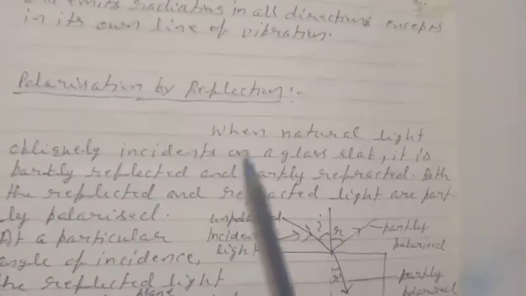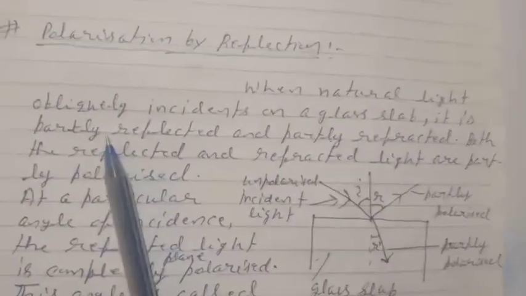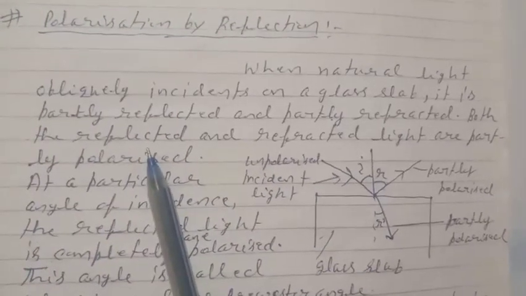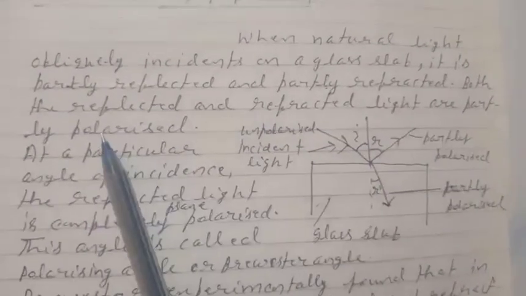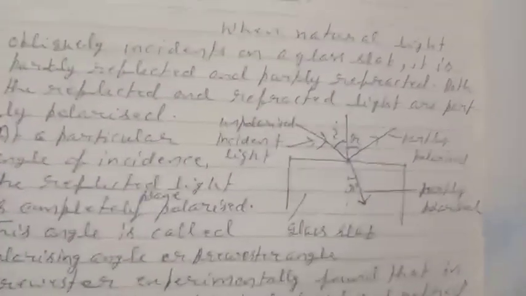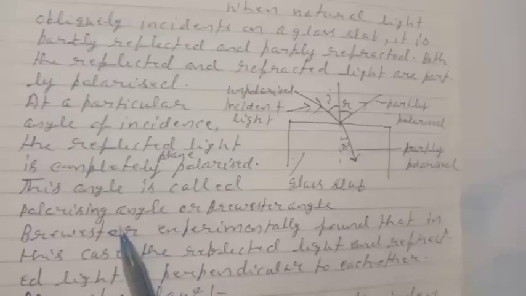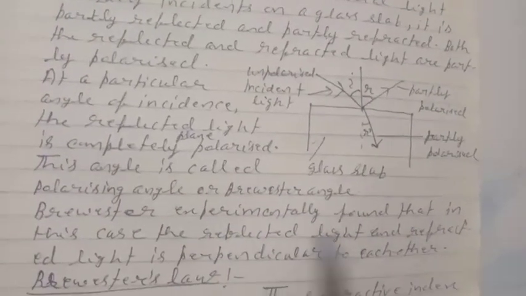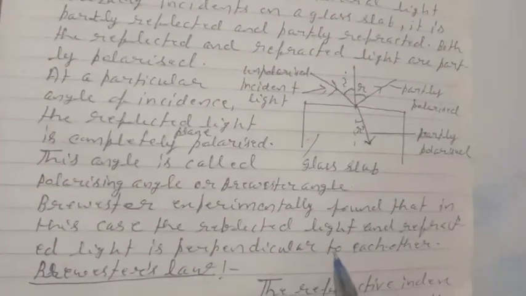Polarization by reflection. When natural light is obliquely incident on a glass slab, it is partly reflected and partly refracted. The reflected and refracted light are partly polarized. At a particular angle of incidence, the reflected light is completely plane polarized. This angle is called the polarizing angle or Brewster's angle. Brewster experimentally found that in this case, the reflected light and the refracted light are perpendicular to each other.